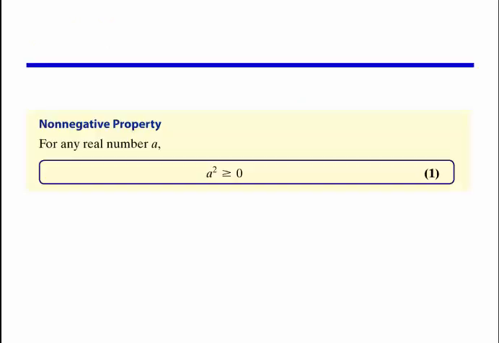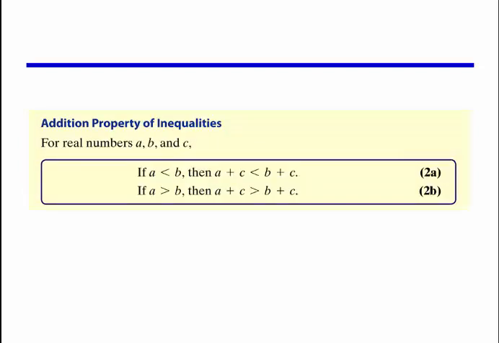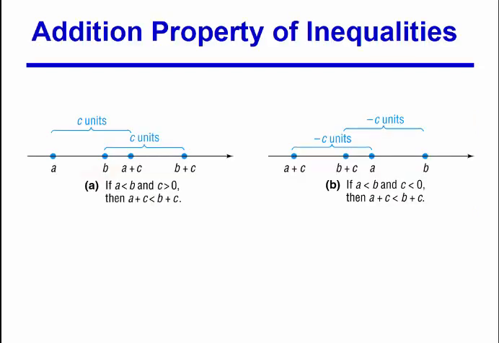So we're going to use properties of inequalities. Non-negative property: for any real number a, a squared is greater than or equal to 0. And so if a is less than b, then a plus c is less than b plus c. If a is greater than b, then a plus c is greater than b plus c. So that is the addition property of inequalities.